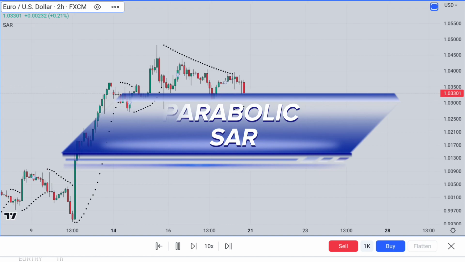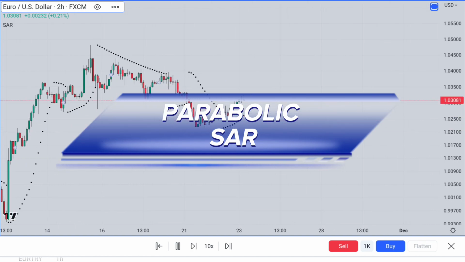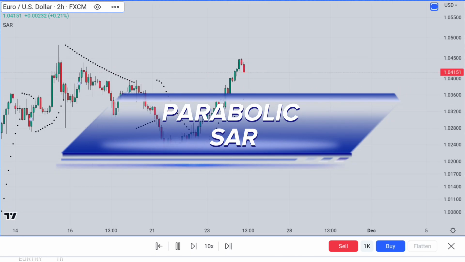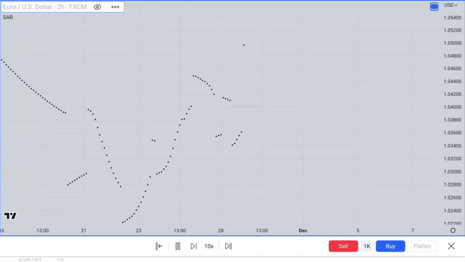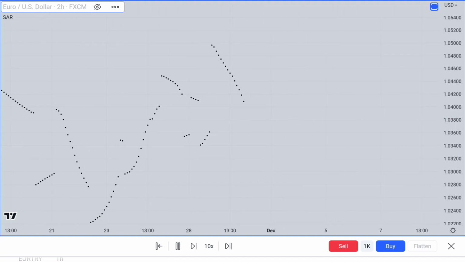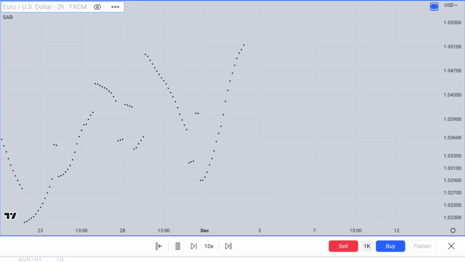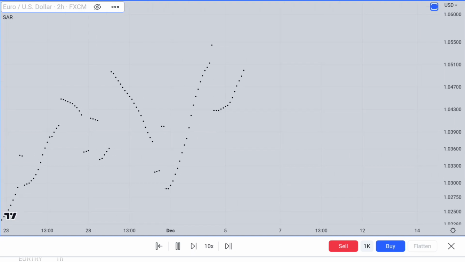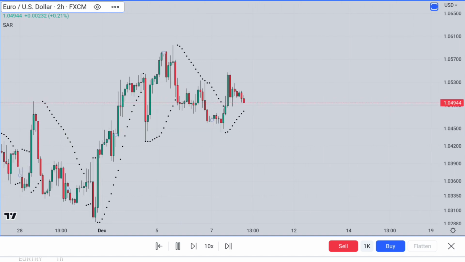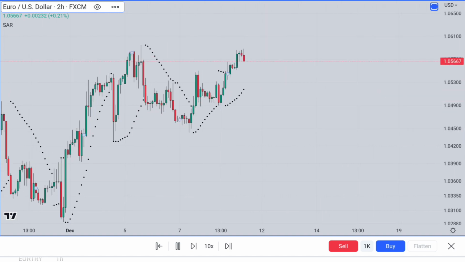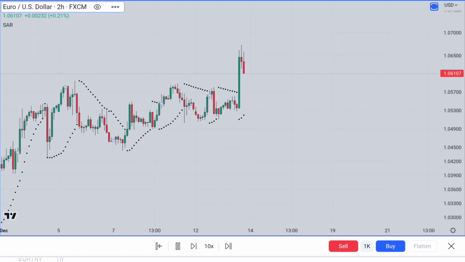First, what is Parabolic SAR? SAR stands for stop and reverse and is used as a trend-following indicator. SAR dots appear as points that move above or below the price chart and determine the direction of the trend. The Parabolic SAR indicator is used to determine the strength and direction of a trend. Dots below the price chart indicate an uptrend, while dots above the price chart indicate a downtrend. SAR dots move to the other side when there is a change in the trend direction.